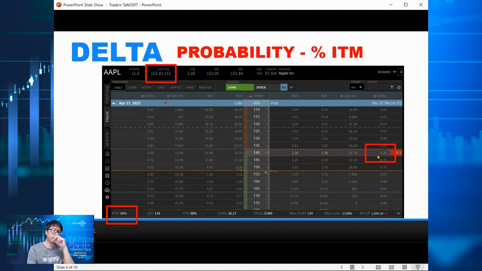So the first measure which we use in delta is probability of being in the money, if you are selling options.